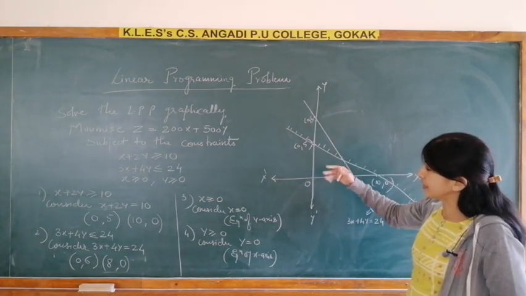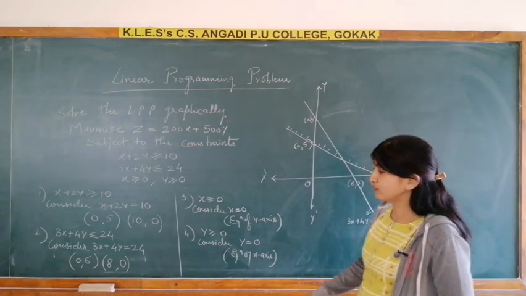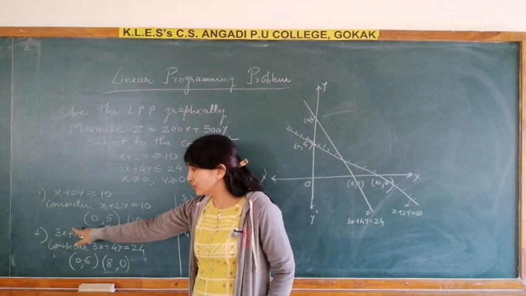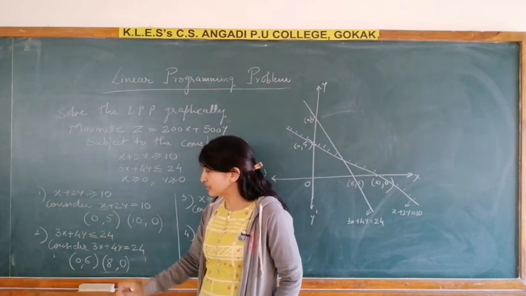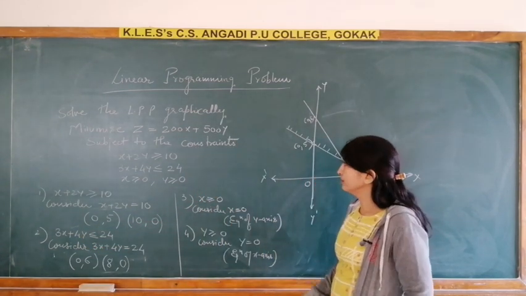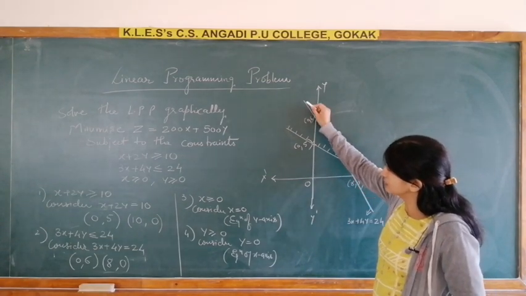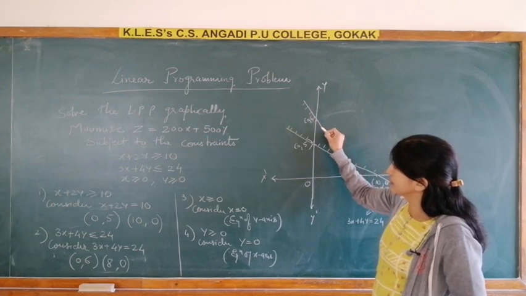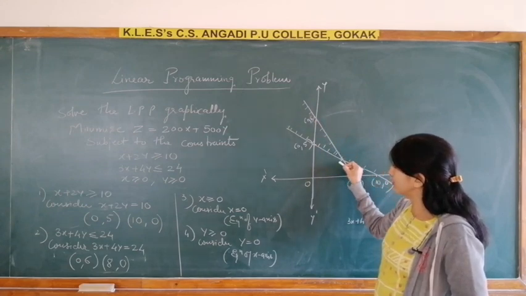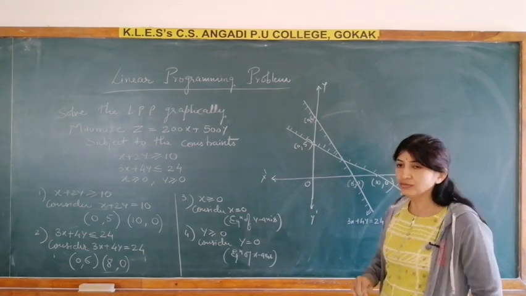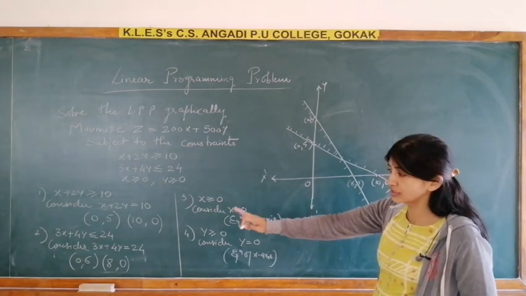Again, on which side the shading region comes. For that, again in this inequality, substitute the origin. 0 plus 0, 0. 0 is less than or equal to 24. Yes, it is true. So this is the origin. This line shading is towards the origin. If it is true, you have to take towards the origin. If it is false, you have to take opposite to origin. So this is about the second constraint.